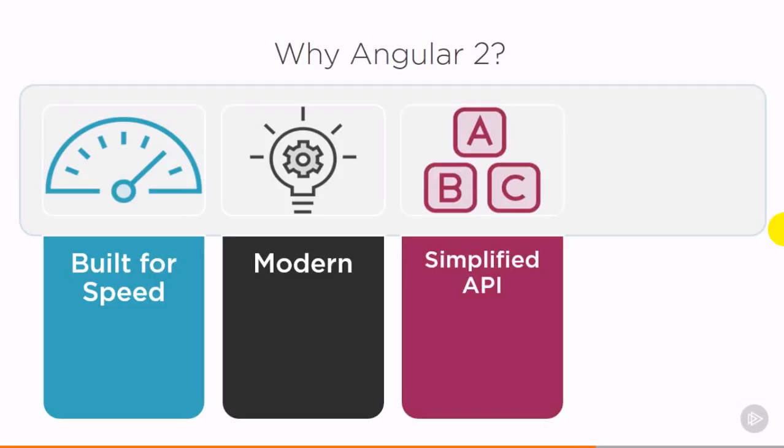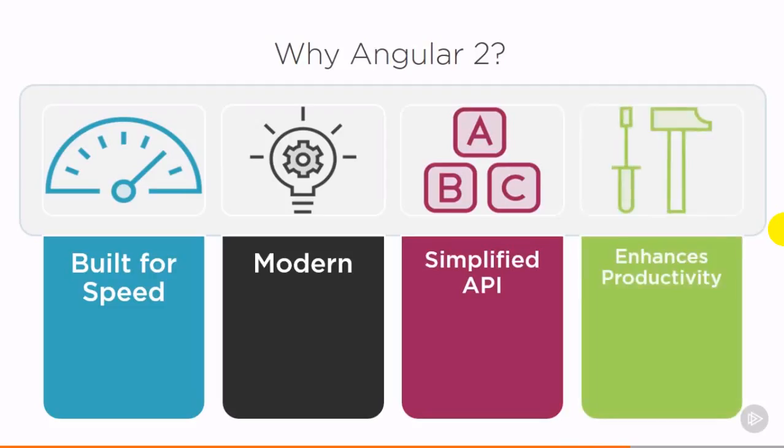Angular 2 has a simplified API. It has fewer built-in directives to learn, simpler binding, and a lower overall concept count. And Angular 2 enhances our productivity to improve our day-to-day workflow. You'll see these productivity improvements as we go through this course, and we'll discern a consistency of patterns for building the blocks that form an Angular application.